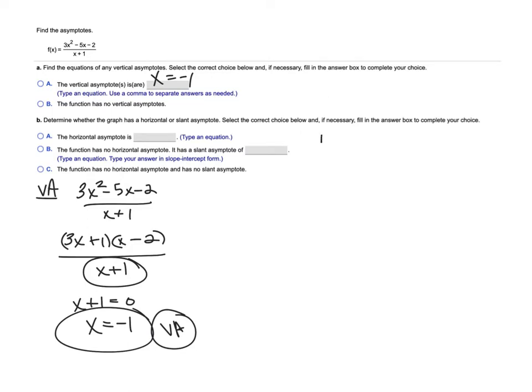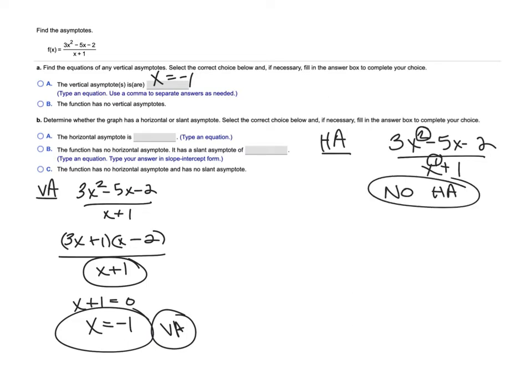So if we're looking for a horizontal asymptote, we'll look at the leading terms. And if you notice in this one, you have x squared over x. Remember, for horizontal asymptotes, if the degree is larger in the top than in the bottom, there is no horizontal asymptote. There is none. But there could be a slant. In this case, there is a slant.